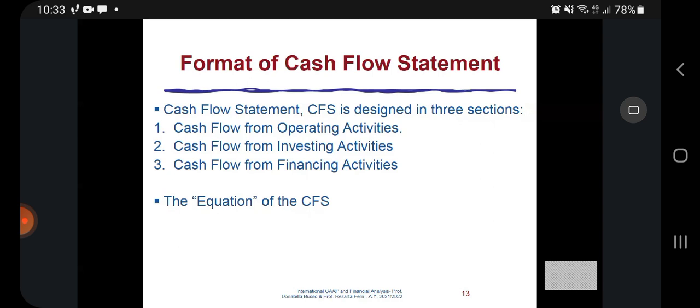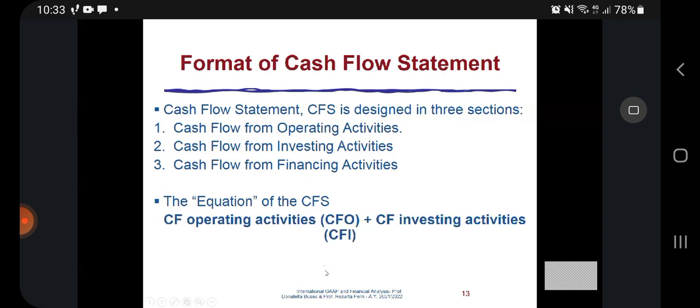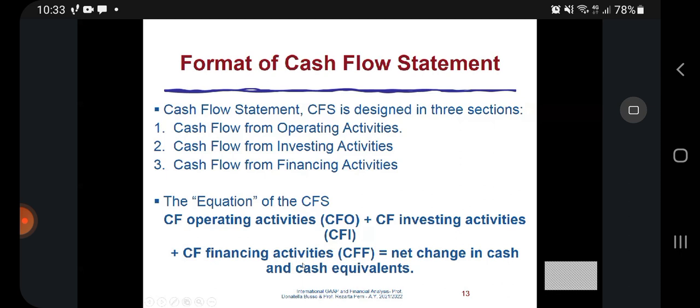But when we come at the cash flow statement, what is the inner equation that we want to express through this statement? Actually, what we want to say is that the sum between cash flow from operating activity, which we will recognize by the acronym CFO, plus cash flow from investing activities, CFI, plus cash flows from financing activities, CFF, the sum of the three of them should always be equal with net change in cash and cash equivalents.